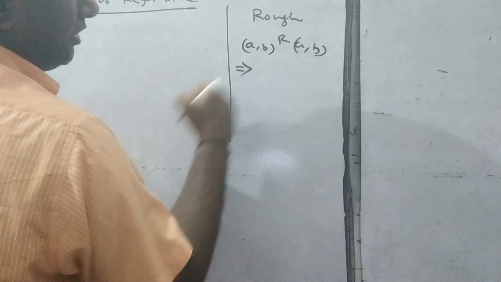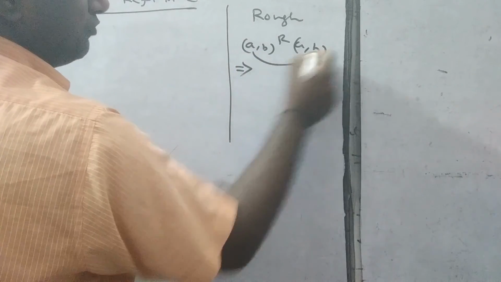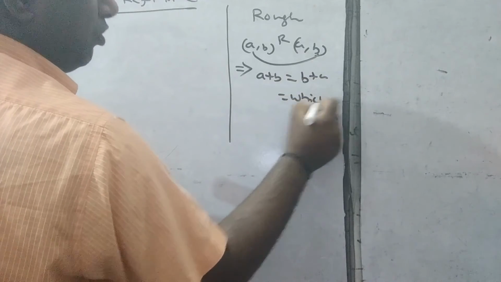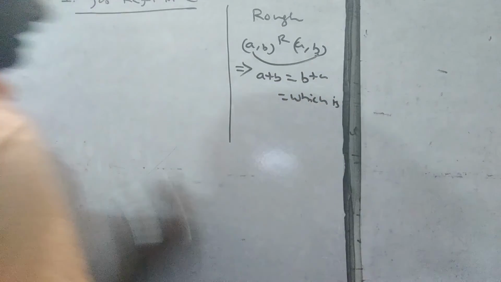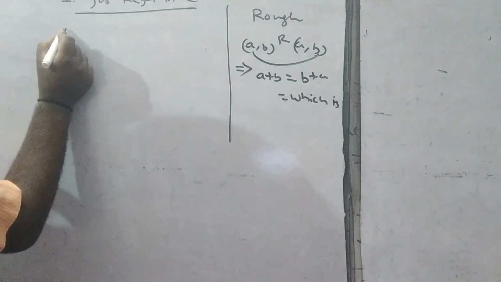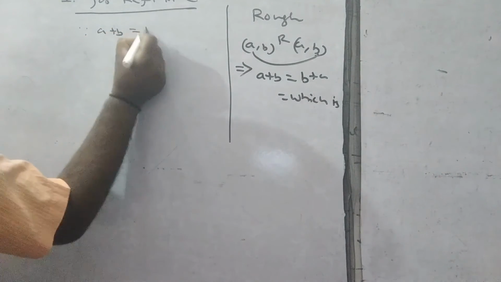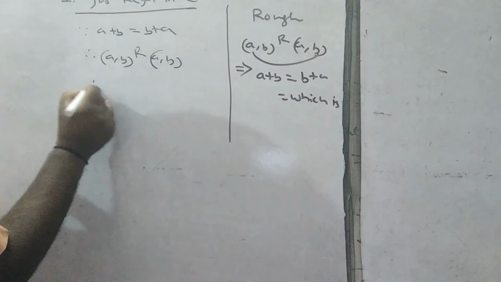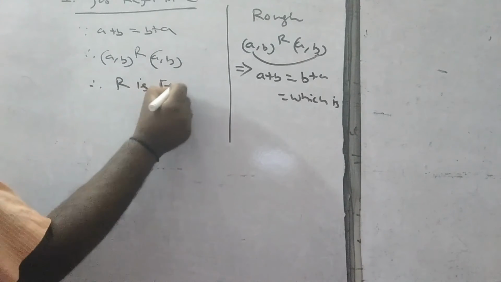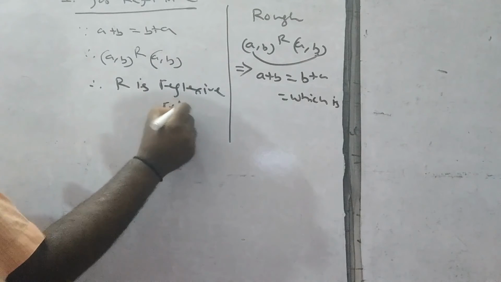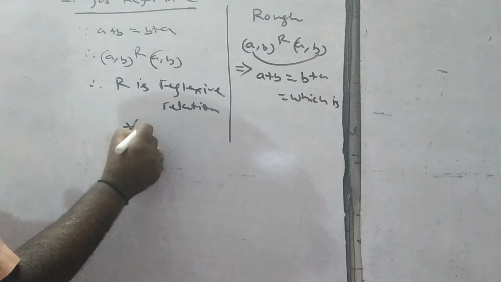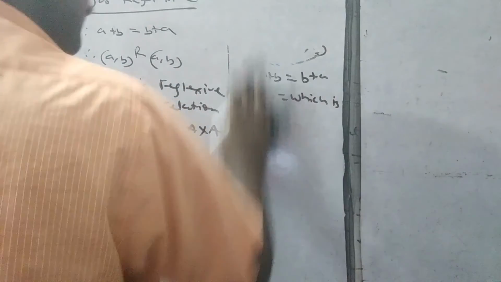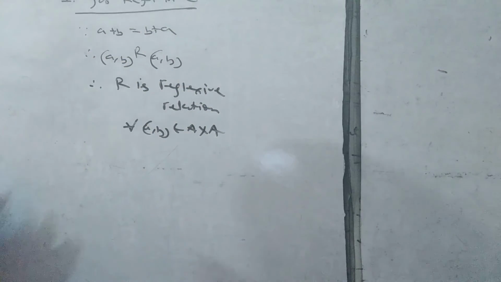If you go through the relation, first is related to fourth, like a plus b is equal to second plus third, b plus a, which is true. Hence, the statement that I am going to form here: since a plus b is equal to b plus a, therefore (a, b) related to (a, b), therefore R is a reflexive relation for every (a, b) belongs to A cross A. So always plan in the rough work, then you can write.